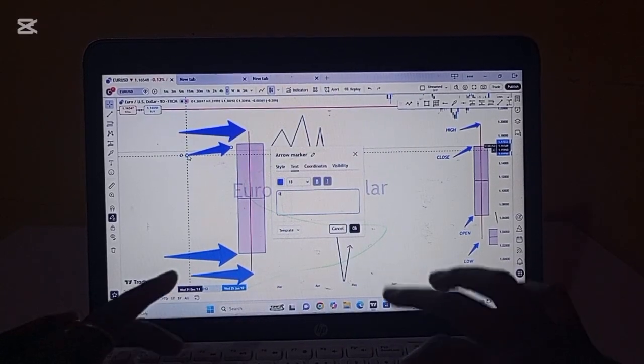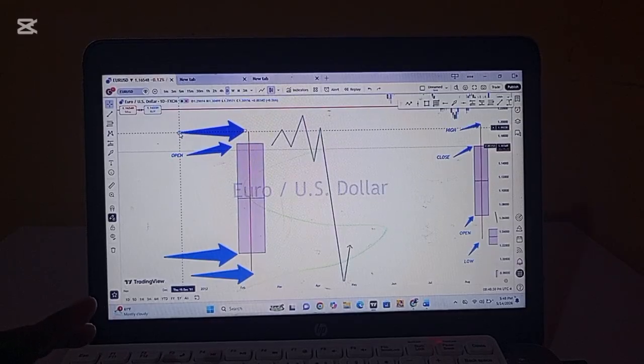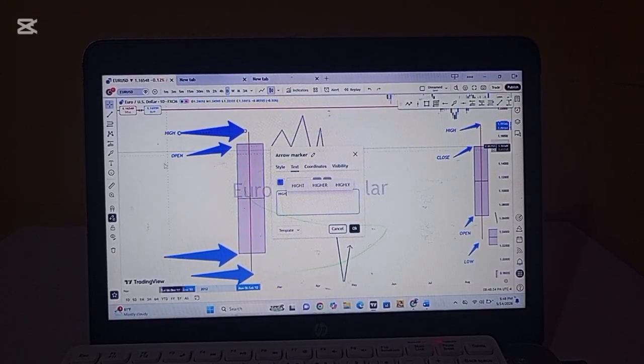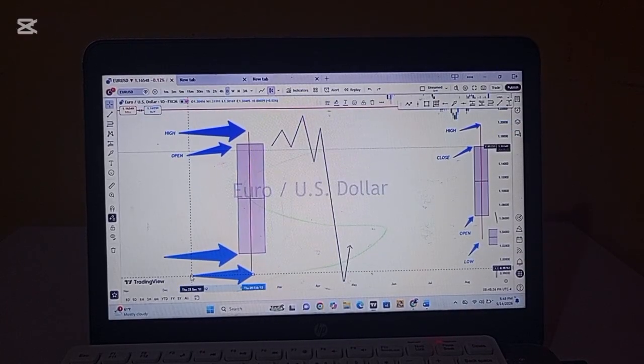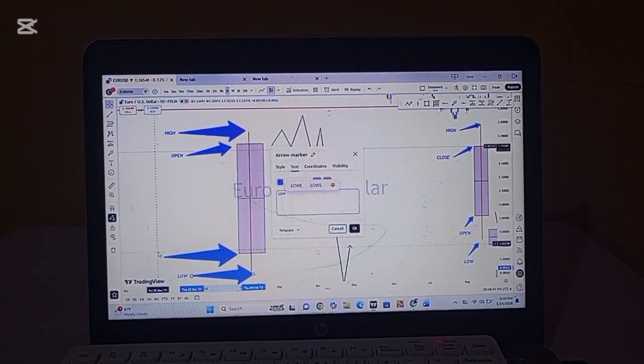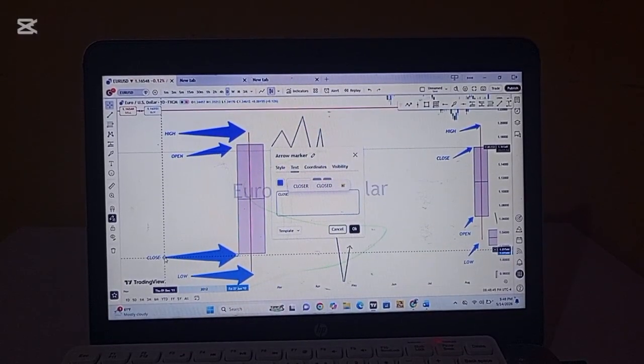This is the opening price. This one is the high. Then we form the high. Remember, this is a bullish... No, this is a bearish candle. We form the high, and then after forming the high, we'll go form the low of the candle. Okay, and then after forming the low, we'll form the close of the candle.